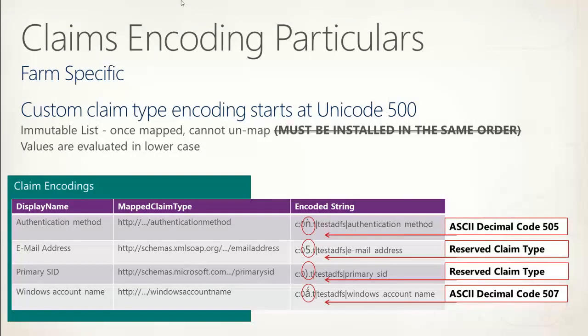The example here has 4 different claim types. We have an authentication method claim type. That one is not out of the box, so it's going to be encoded with a character that equates to 505. The 2 in the middle there are reserved claim types. Internally, there's a handful of claim types that will always encode the same. Those are all the Windows claim types. The last one there is ASCII decimal 507, which is Windows account name. If I happen to map that from ADFS or Ping or some other custom claim provider, that's going to get encoded with a custom character. Any custom claims that I issue when I created my SPTrustedIdentityTokenIssuer, that's not out of the box, is also going to get encoded with a different character, and it's going to be in order.